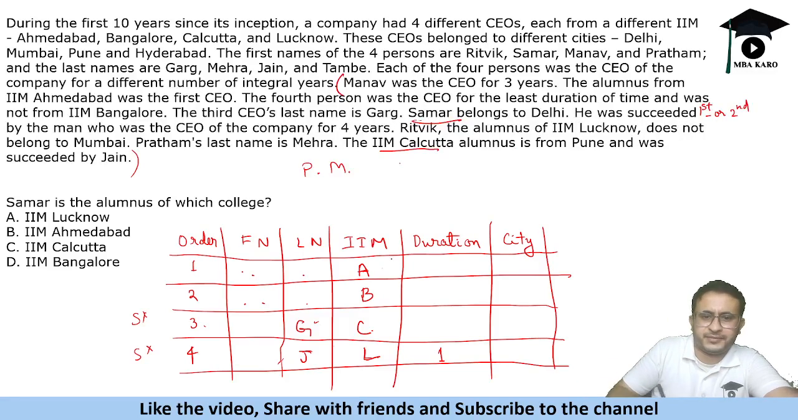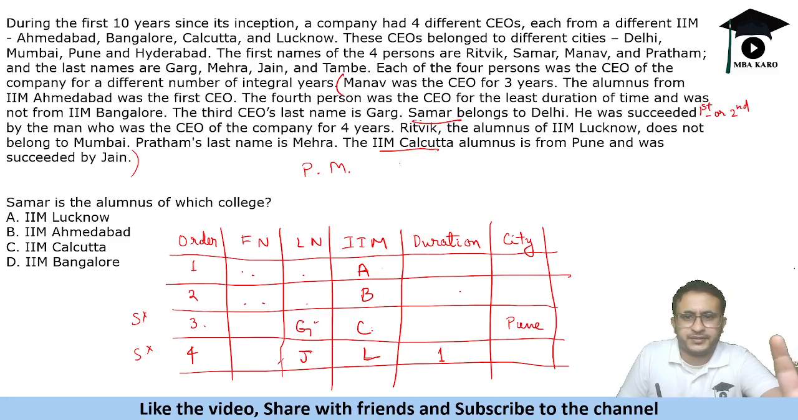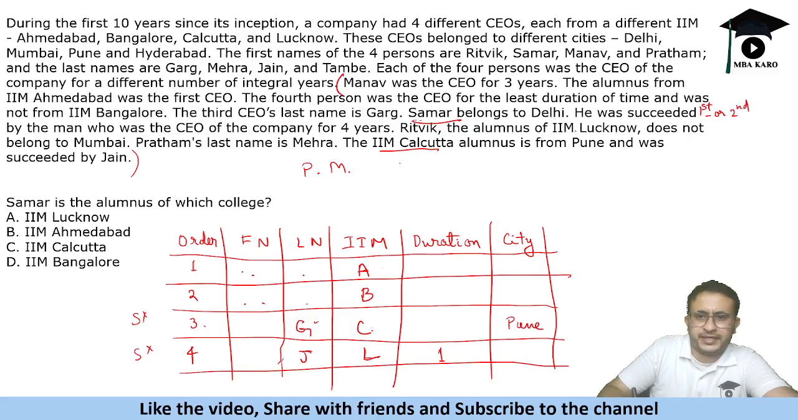IIM Calcutta alumnus is from Pune. So this Calcutta alumnus is from Pune, right? And this Ritvik is the alumnus of IIM Lucknow. So this is Ritvik Jain from IIM Lucknow. Does not belong to Mumbai. So it is not Mumbai.